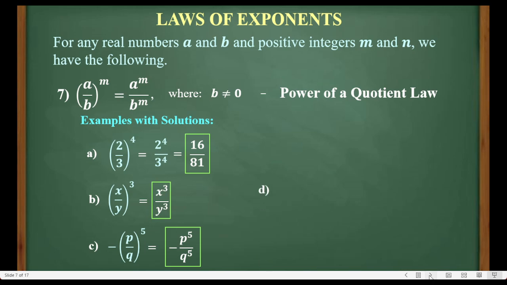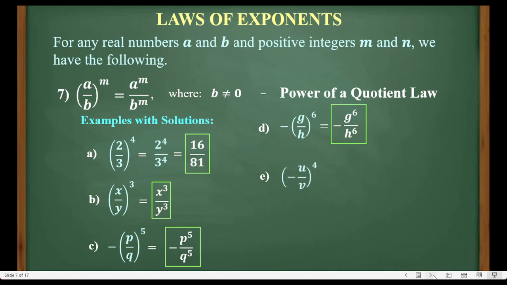Next, letter D. Again, the negative is outside the parentheses. So we have negative quantity g over h raised to the 6th power. So just like letter C, the answer is also preceded by a negative sign. So that is negative g to the 6 over h to the 6, which is your answer. Next, letter E.